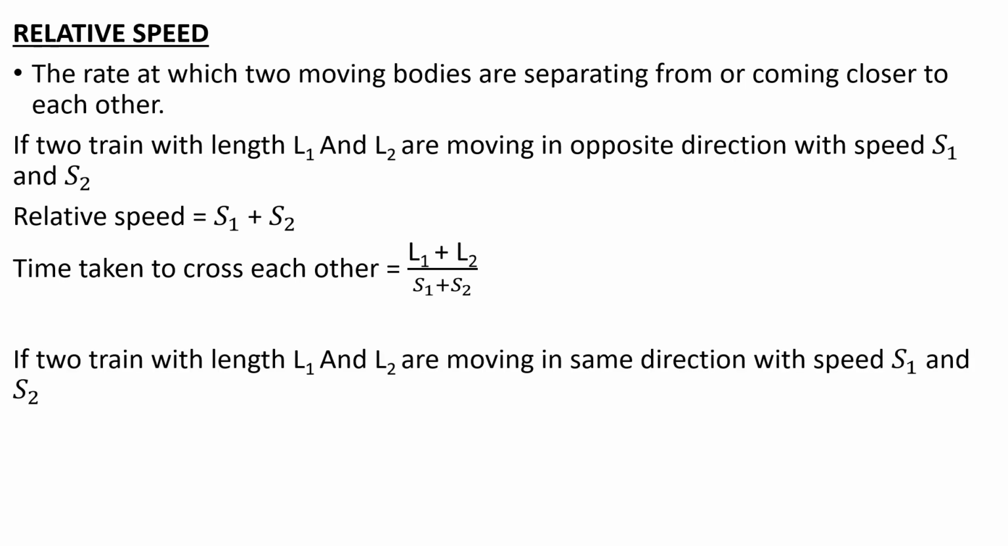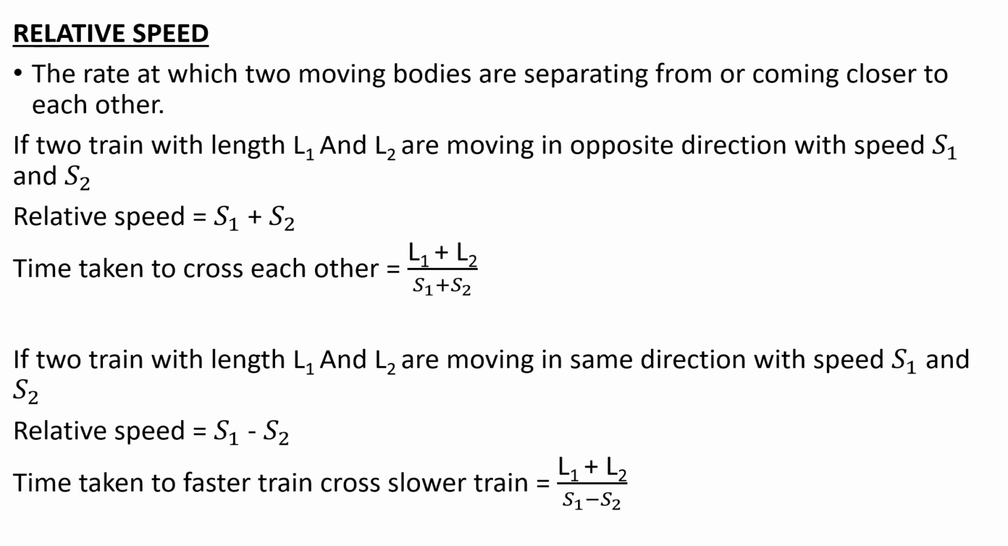Suppose case 2, if the two trains are moving in the same direction with speeds S1 and S2, and the lengths of the trains are L1 and L2, then their relative speed will be S1 minus S2. So we have to do larger minus smaller. The time taken for the faster train to cross the slower train will be L1 plus L2 divided by the relative speed, which here is S1 minus S2. So time taken will be the total distance to be covered divided by relative speed.